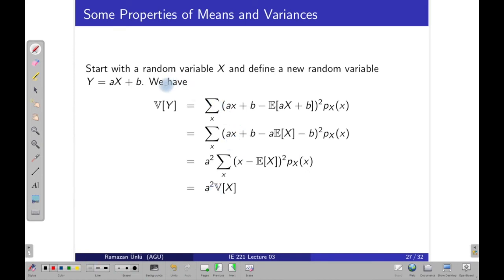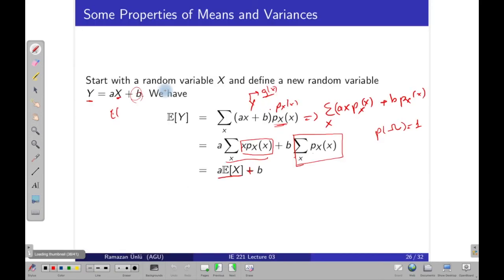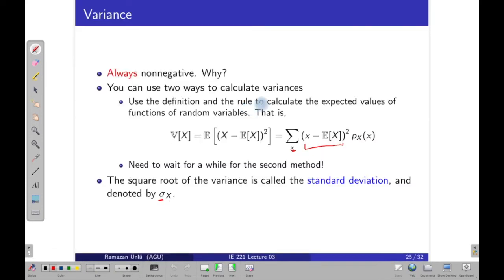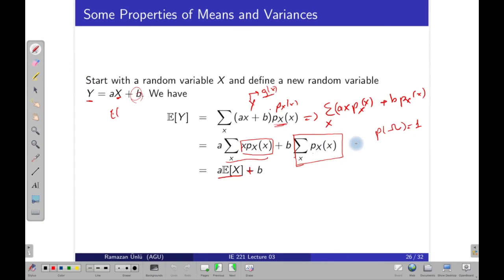Okay, now let's look at the variance, and we will have the same example, which is y equal to a times x plus b, and how we can calculate the variance. So, from the definition, the variance is the sum of x minus expected value of x, squared, times PMF of x, right? Which is the variance of the random variable x.